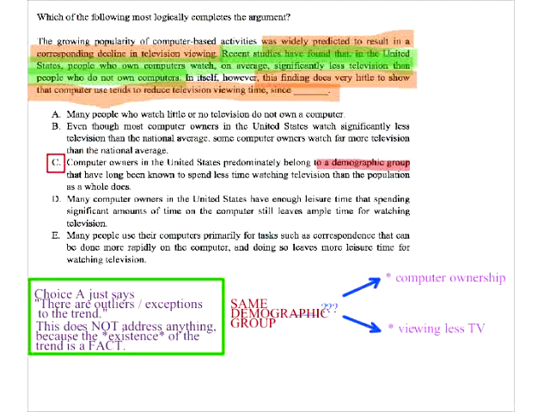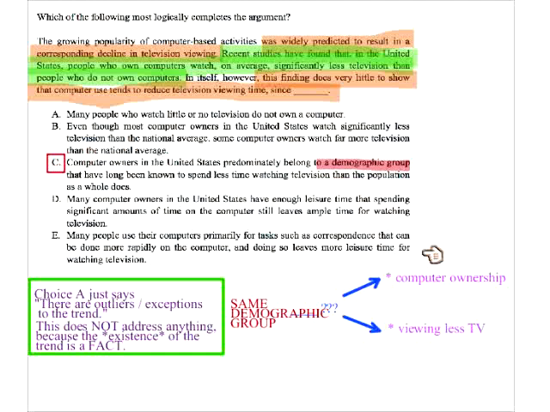Choice E. Many people use their computers primarily for tasks. What E does is, E just says it leaves more time in which these people could watch TV, but they still don't do it. So this doesn't really address the issue.